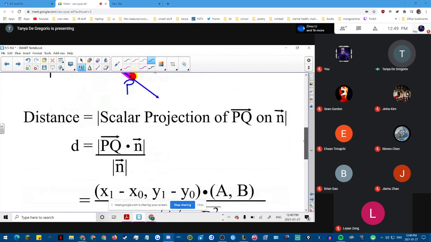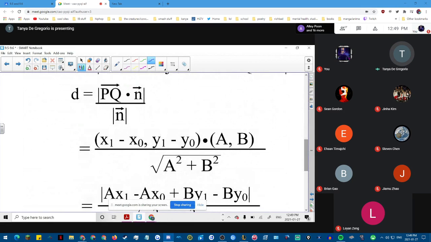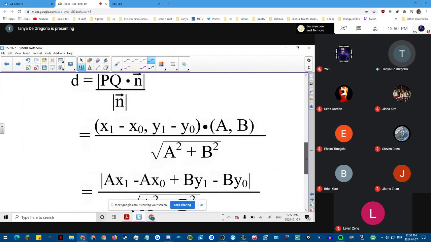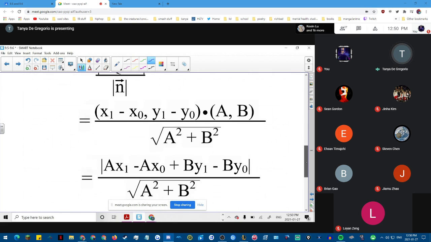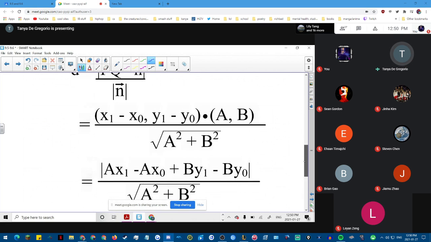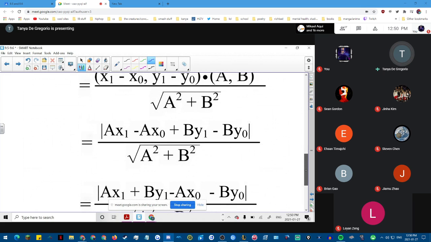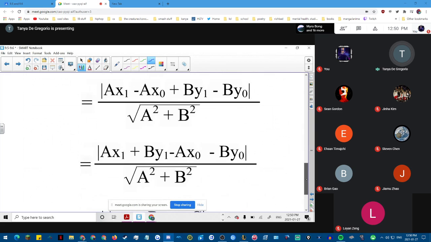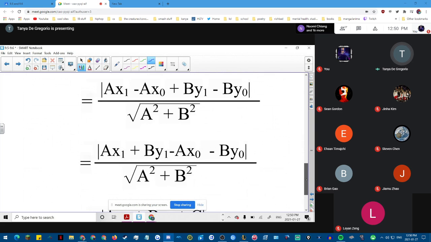All right. So here, PQ dotted with N. Well, if I have two points, (x1, y1) and (x0, y0) as my second, then I know that PQ, you just subtract the two components. So (x1 minus x0, y1 minus y0) dotted with (A, B), because we know that from the Cartesian equation, (A, B) will give us the normal, right? And then we divide by the magnitude of the normal, which we know is the square root of A squared plus B squared, again from our Cartesian equation. So now, when I clean this up, I get Ax1 minus Ax0 plus By1 minus By0, all over the square root of A squared plus B squared.